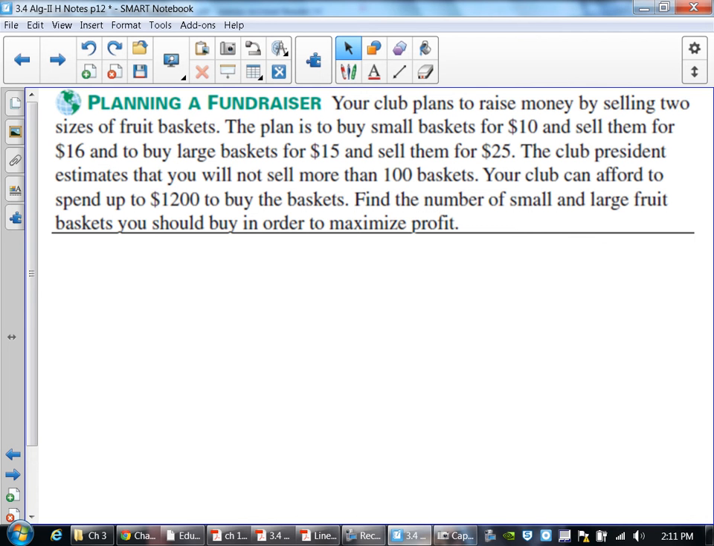So in this instance here, as you read through it, it says your club is planning to raise money by selling 2 sizes of fruit baskets. You plan to buy a small basket for $10 and sell them for $16, and buy a large basket for $15 and sell them for $25. The president estimates that you will not sell more than 100 baskets. You can afford to spend up to $1,200 to purchase the baskets. Find the number of small and large baskets you would need to buy in order to maximize profit.